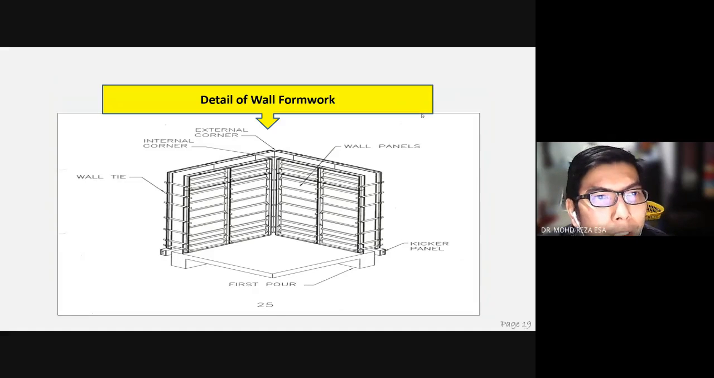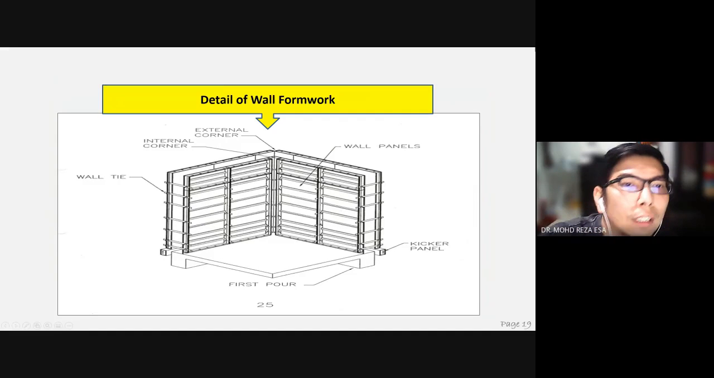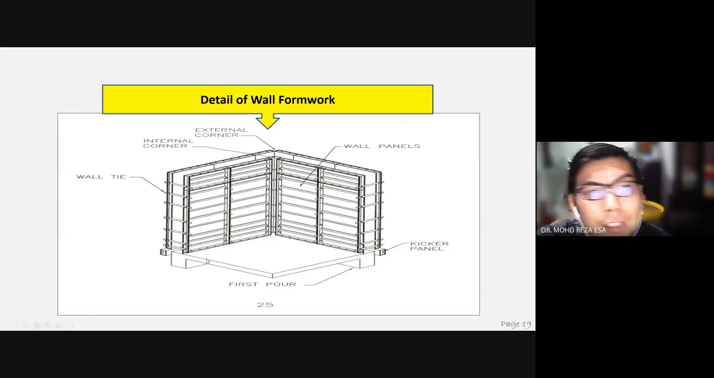So here some of the detail of the wall formwork. Kita ada kicker panel atau kicker head dia panggil. Alright, dia punya base lah. Wall tie ni tie rod tadi. Kita ada internal corner, external corner, and the wall panel. And of course other component needed in the wall formwork is the propping lah. The prop. Diagram ni lebih clear lah kalau compare to previous one.